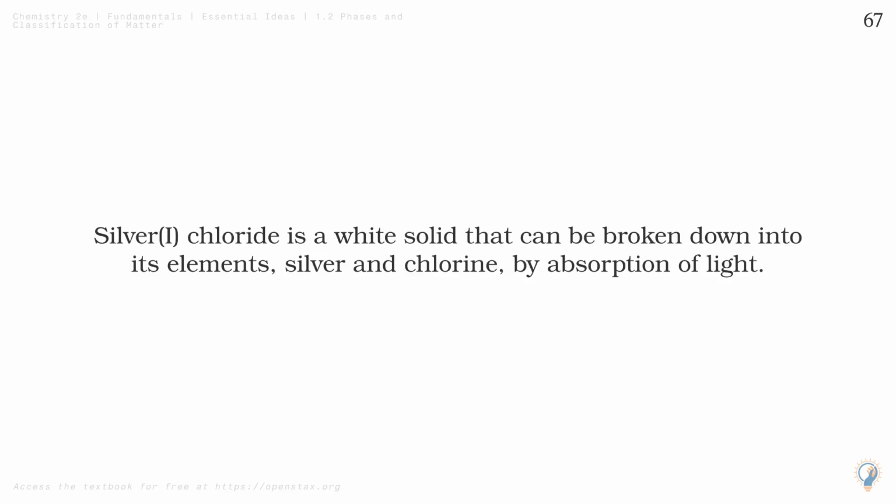Silver(I) chloride is a white solid that can be broken down into its elements, silver and chlorine, by absorption of light. This property is the basis for the use of this compound in photographic films and photochromic eyeglasses, those with lenses that darken when exposed to light.